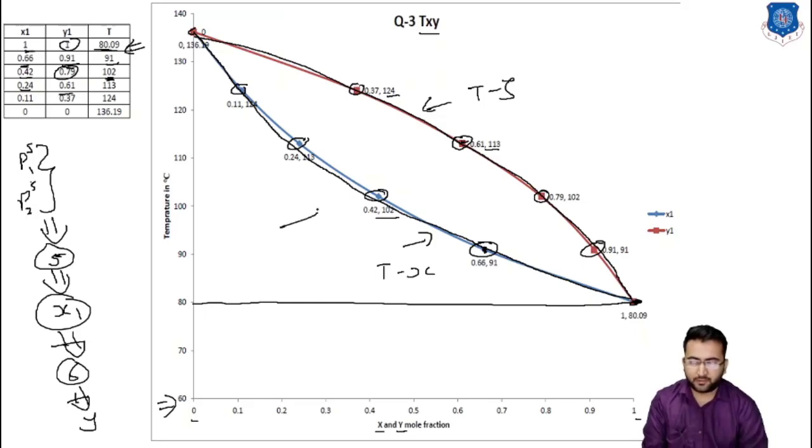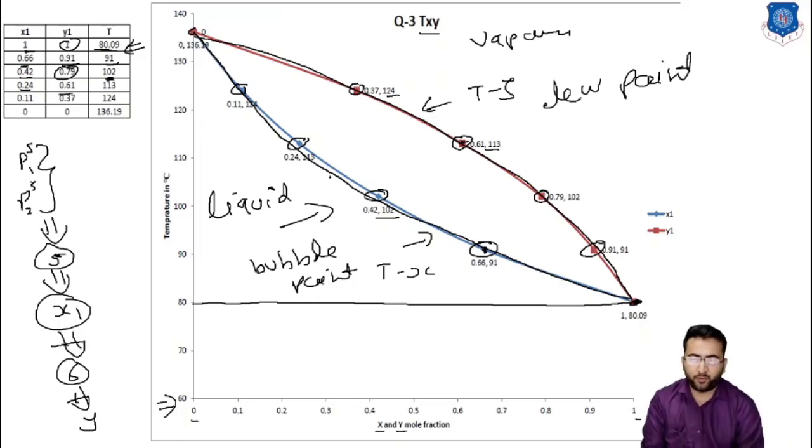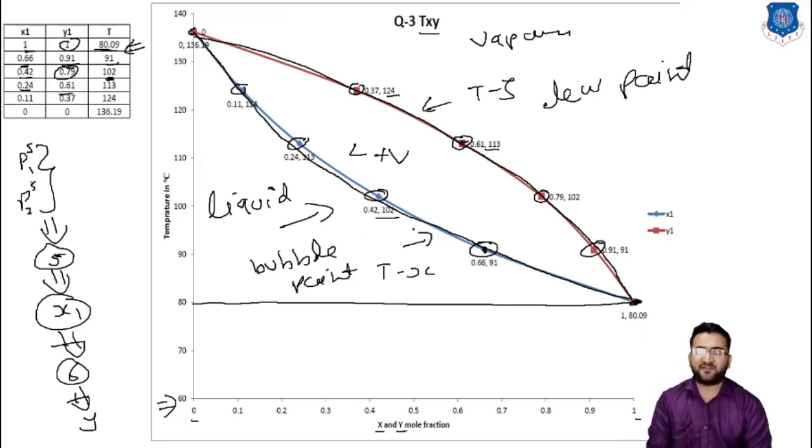The Tx curve is known as the bubble point curve, and the Ty curve is known as the dew point curve. Below the bubble point curve there is a liquid solution, and above the dew point curve there will be vapor, and between the dew point and bubble point we get liquid plus vapor in equilibrium with each other. So this is how we can draw the Txy diagram.